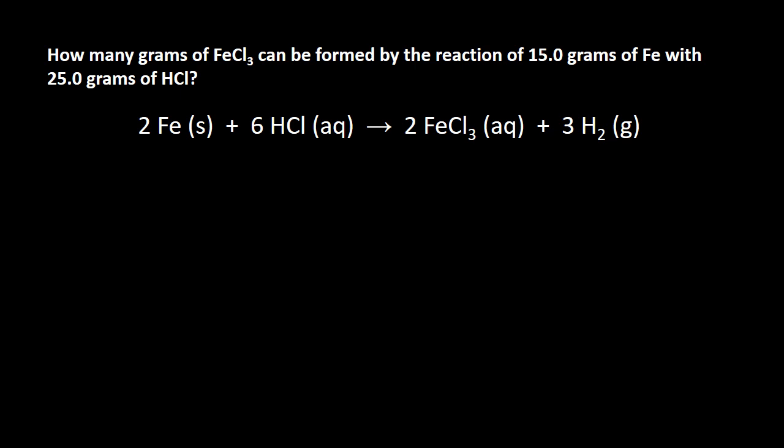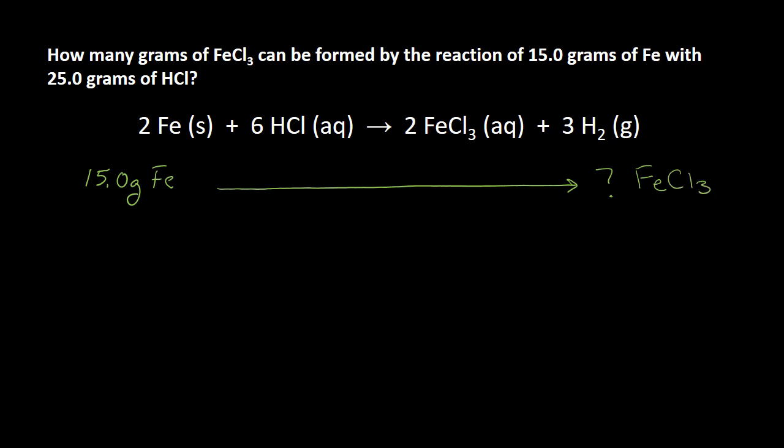I moved this up a little bit so we have a little bit more room. First, we're going to assume that the iron is limiting, right? So we want to solve this problem: 15 grams of iron produce how much iron chloride?